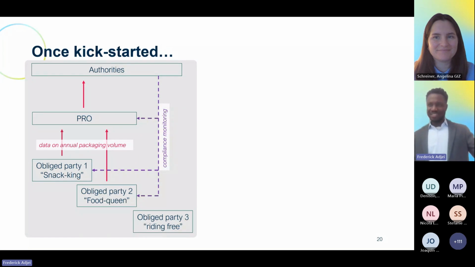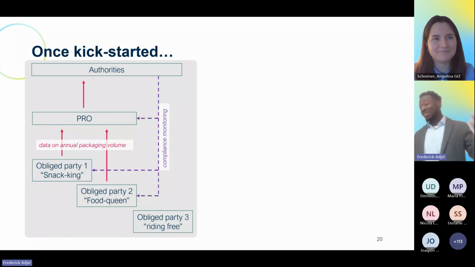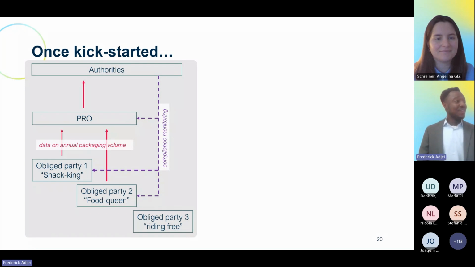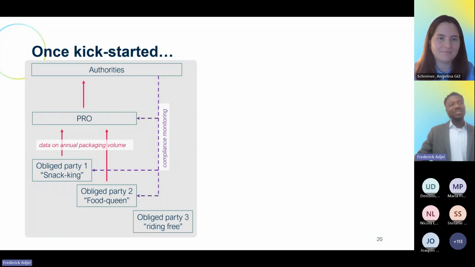Ooh, you've not been paying enough taxes. So you see that this would create some fear in Snack King and Food Queens, but we were trying to comply. But this organization here, Riding Free, is simply hiding, says nothing, does nothing, and just goes away scot-free. This is dangerous. Not only is this third party polluting the environment as much as they like, but they are also benefiting. They're probably making higher profits. They're very happy. Now, Snack King and Food Queen would probably be discouraged and find ways to also evade the system. Of course, it's simply unfair.